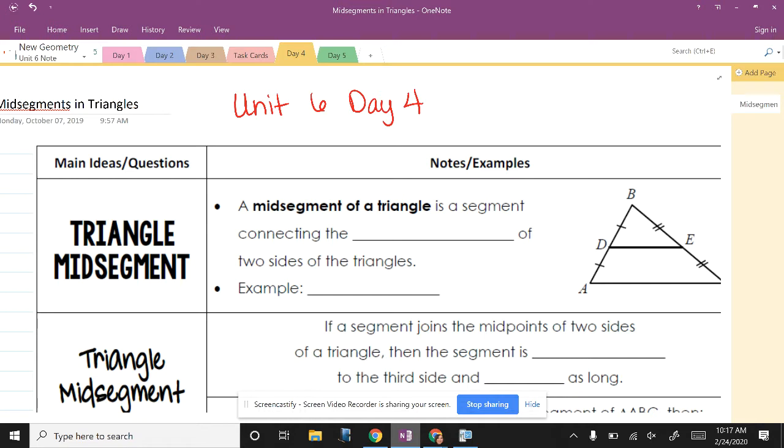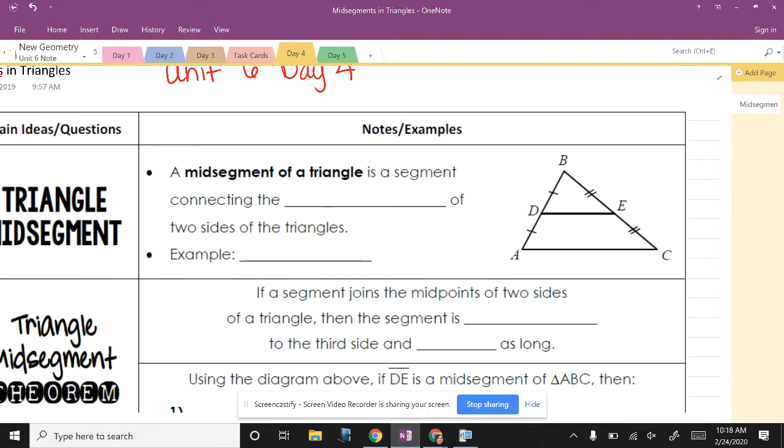So this point D right here is halfway between points A and B. It's the midpoint of that segment. Okay? And this point E over here is the midpoint of, I can't see it all, B and C.